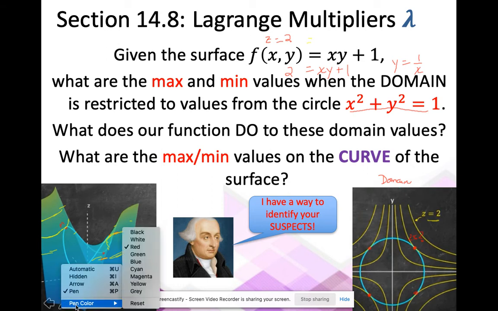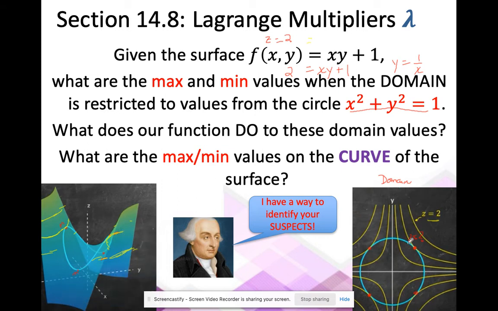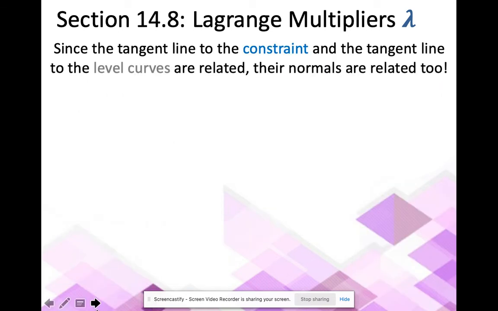Now, this idea of the level curve and the domain circle kissing right there, they share a tangent line. Each one of these intersection points, they share a tangent line. The tangent line on the domain circle and the level curve, which comes from the surface, are related. Well, if their tangents are related, guess what else is related? Their normals. Their normals are going to be related too.